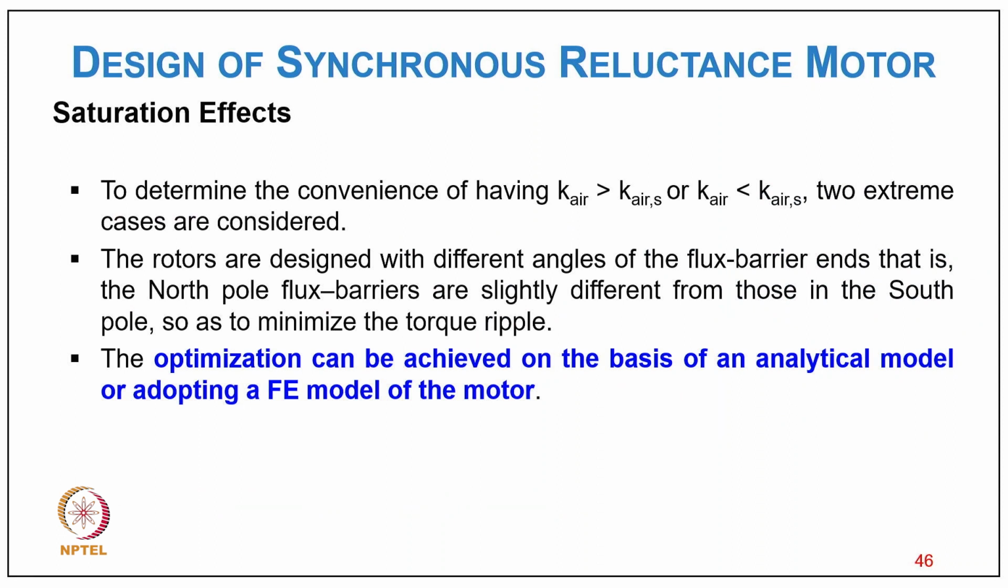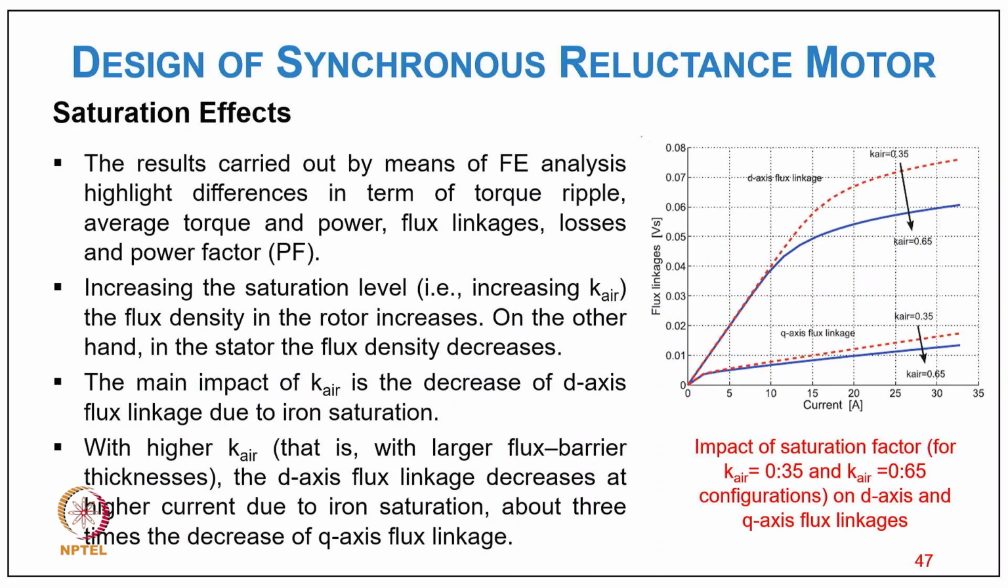Now to determine the convenience of having a Kr greater than Ksr or Kr less than Ksr, two extreme cases are considered. The rotors are designed with different angles of flux barrier, and that is the north pole flux barriers are slightly different from those in the south pole, so as to minimize the torque ripple. So the optimization can be achieved on the basis of an analytical model or adopting a finite element model of the motor. The results are typically carried out by means of finite elements, highlighting the difference in terms of flux, torque ripple, average torque and power, flux linkage, losses and power factor.